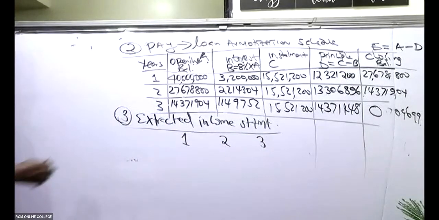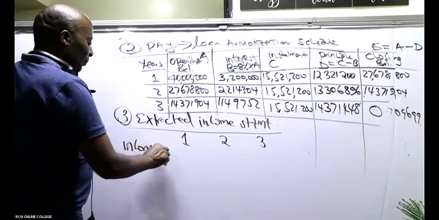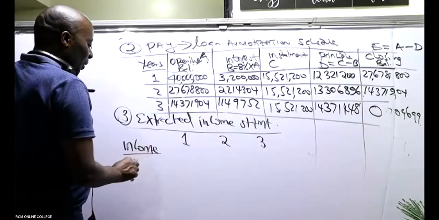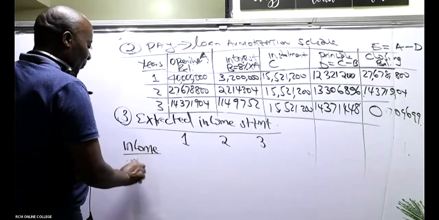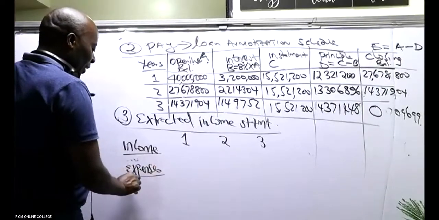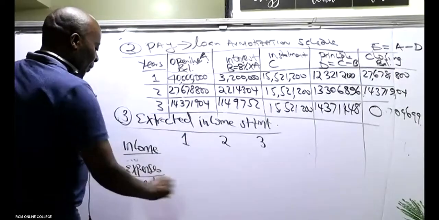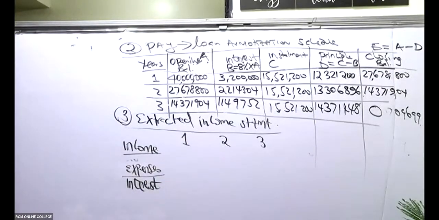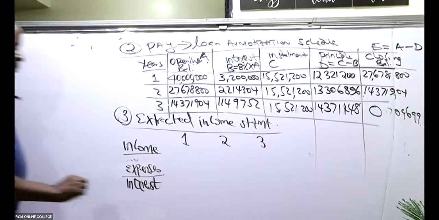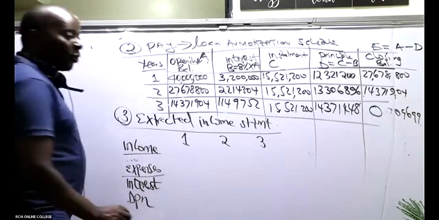So you're going to have an income because there was a disposal done. And then we have expenses. There are two expenses normally. We have interest paid, interest. And then lastly, of course, we have what we call depreciation.